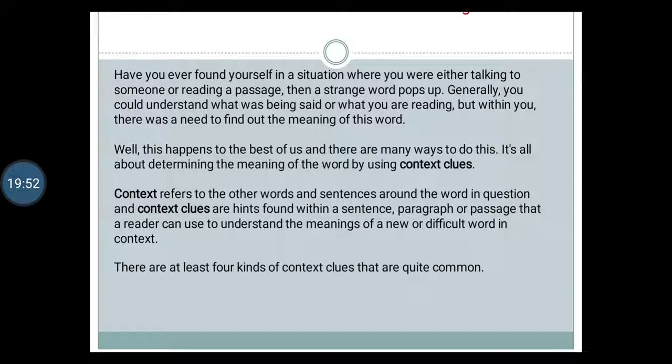Okay, if you look around, you might find some clues to helping you understand what the meaning of this particular word is. That is what context clues are. And there are at least 4 kinds of context clues that are quite common. Well, some people say that there are 5 context clues. Some people even merge them together. But these are the 4 that I think will be able to help you for now to understand context clues.